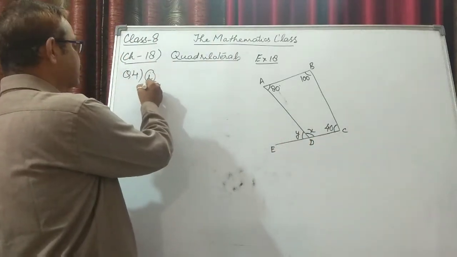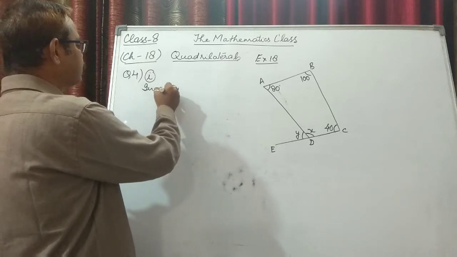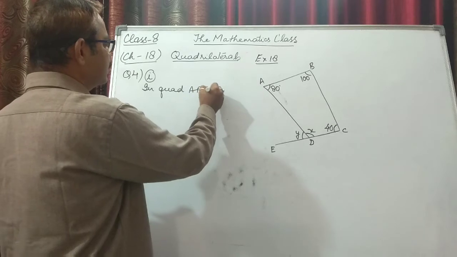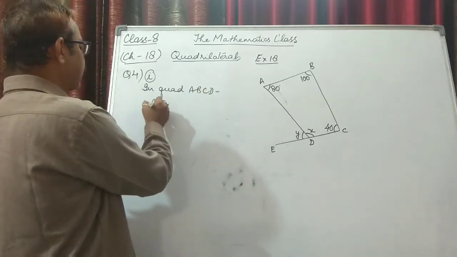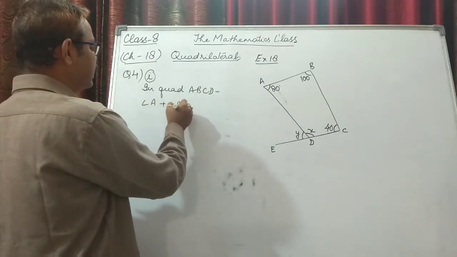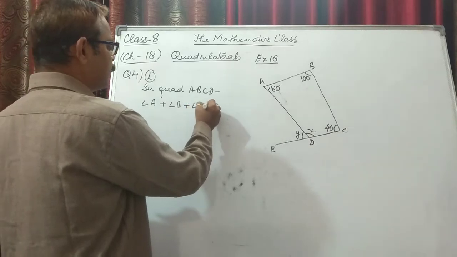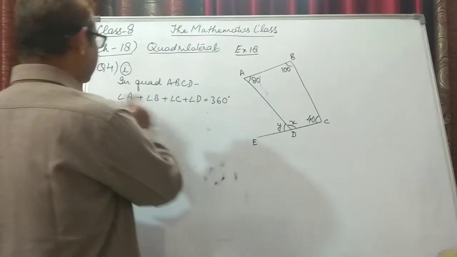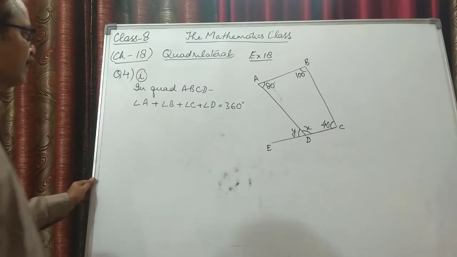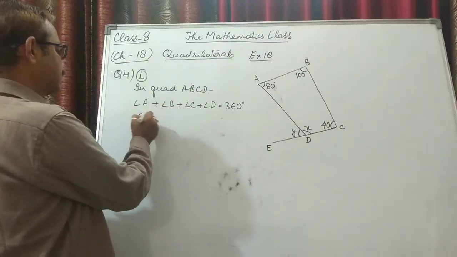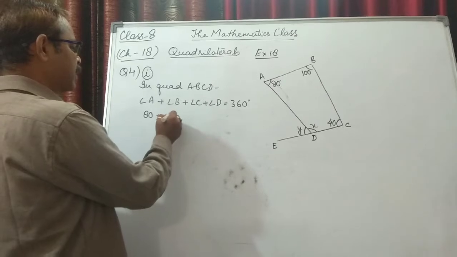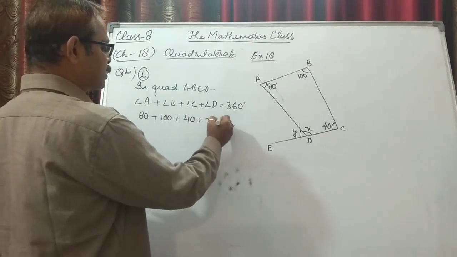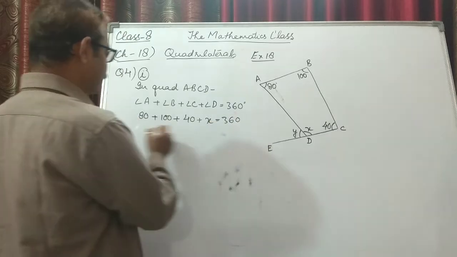So we can say in quadrilateral ABCD, what we know, angle A plus angle B plus angle C plus angle D is equal to 360 degrees. Now ABCD means all the interior angles. Angle A is given to us as 80 degrees, angle B is 100 degrees, angle C is 40 degrees, and angle D is X, is equal to 360.